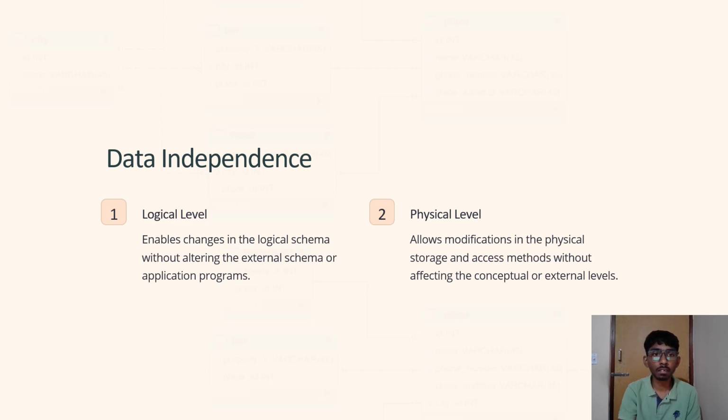Like in logical level, we can modify the data structure, like which constraints are there. Also, we can modify which kind of columns are there and what kind of data it is storing. This comes under logical level. Whereas physical level means where the data is stored, which medium it is stored on, and which location it is stored at. This comes under data independence. So this gives the logical level and physical level of data independence.